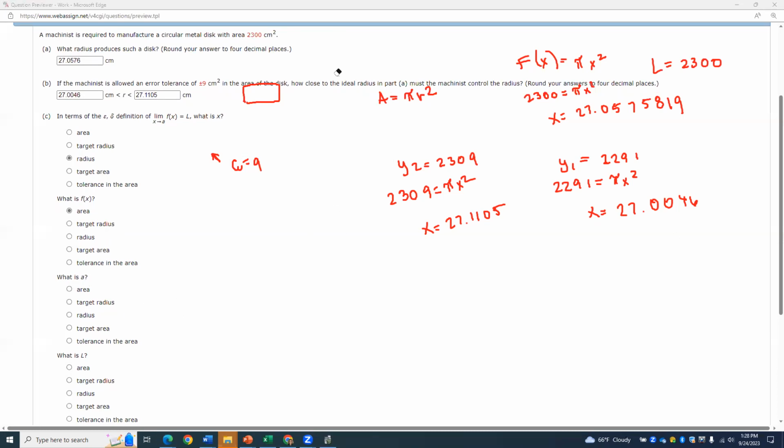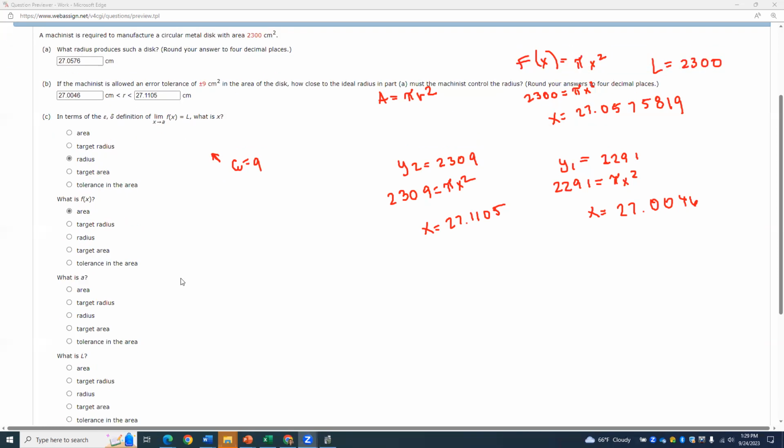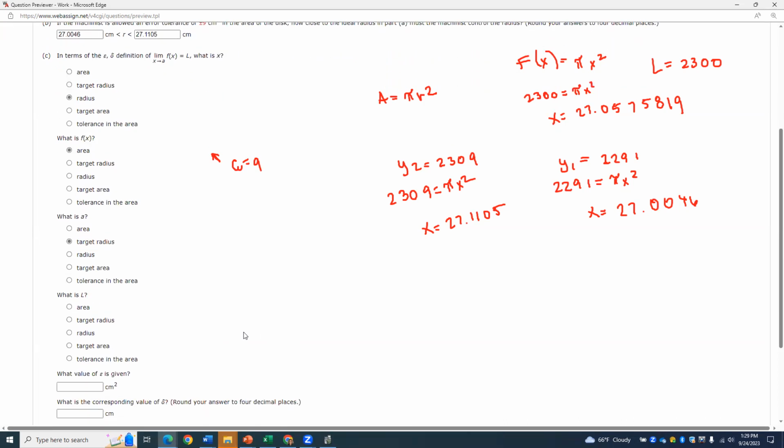Let me clear this out. On the x-axis, we're approaching ideally this radius of 27.0576. That is the ideal radius that I'm looking for. So I'll say target radius, because that's the ideal goal of getting us the exact y value of 2,300. But we also know there's a little bit of wiggle room. So we're approaching the target radius, that's why I'm going to put target radius. And then what is L?